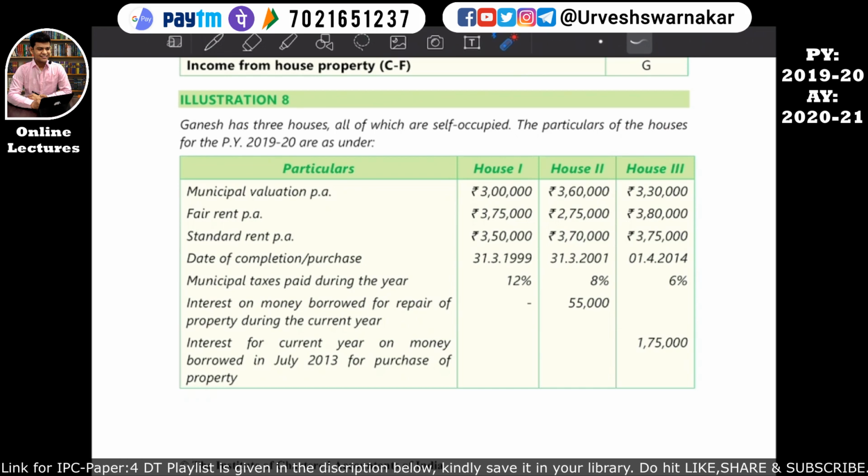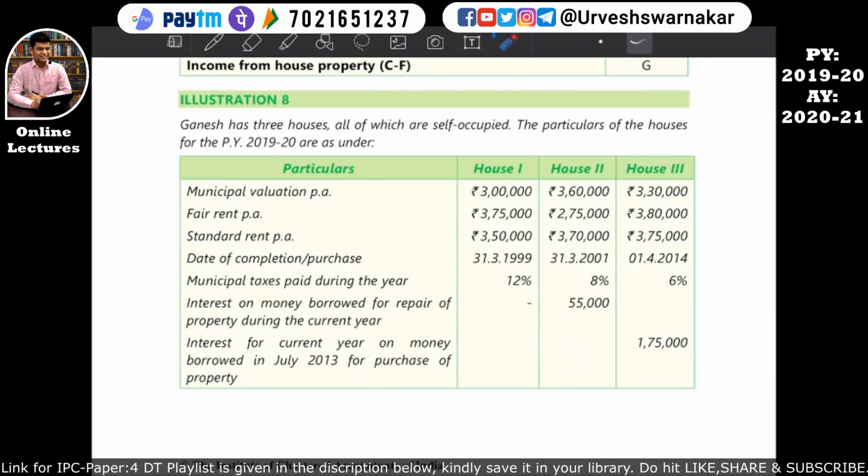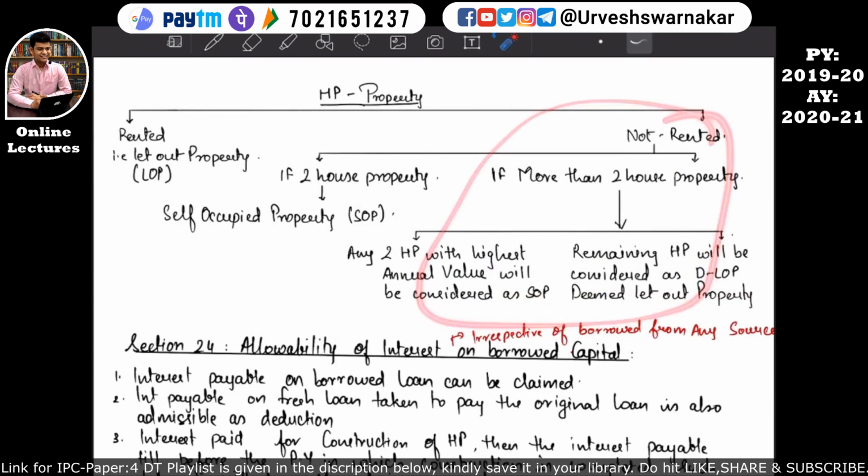So let's read the question. Ganesh has 3 house properties, all of which are self-occupied. The particulars of the houses for the previous year 2019-20 are as under. Here we have studied not rented. If an assessee has house properties that are not rented, and if more than 2 house properties are not rented, then out of these we have to select any 2 with the highest annual value, which will become our SOP, that is self-occupied property, and the balance will become DLOP, that is deemed let out property. I hope this is quite clear. So basically the entire question is on this part only.